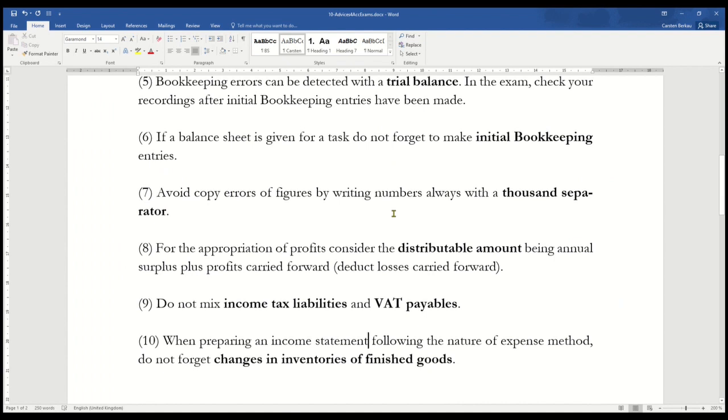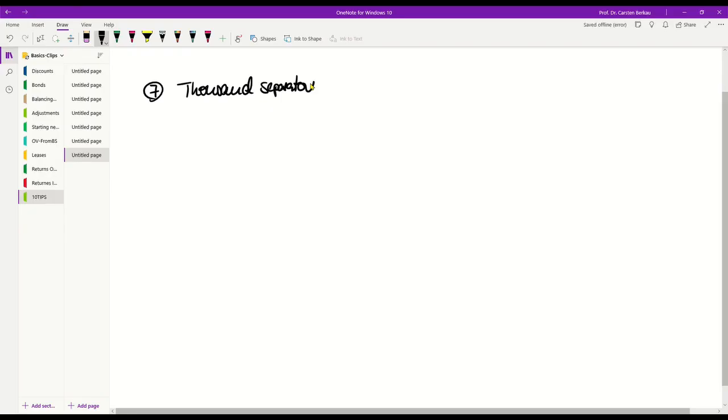Avoid making copy errors by writing all the figures with the thousand separator. Make use of the thousand separator. If you write, for example, 100,000, don't write it like this. Always use a comma, or if you want to, just use a point. But very often we see that students make mistakes, so they read 10,000 and then actually they copy 100,000 because they miscalculate the number of zeros.